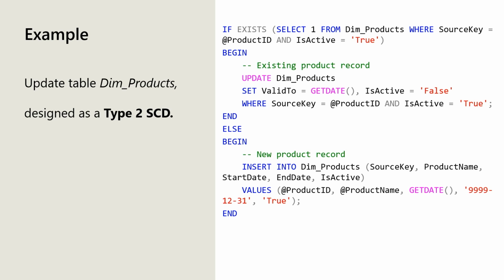If an active record exists, the begin block executes the update statement. This updates the existing active record by setting valid-to to the current date and marking the record as inactive with isActive equal to false. This effectively closes the validity period of the current record.